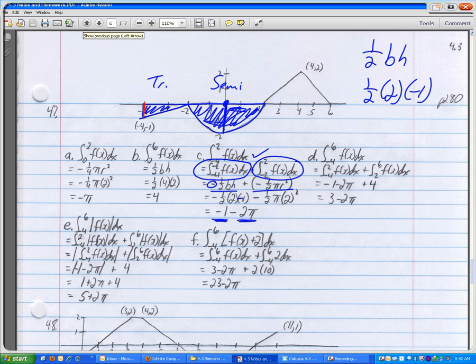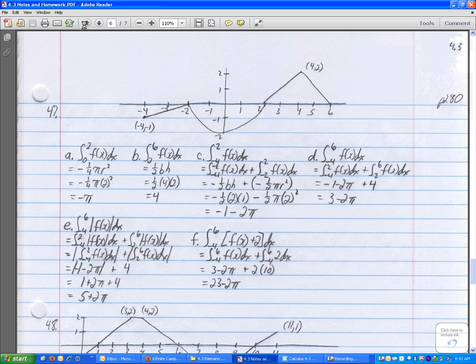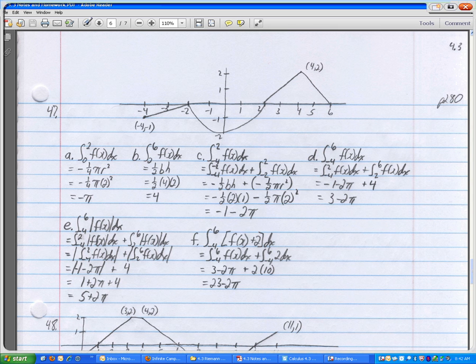All right, so C makes sense? Silence means C makes sense? Nah, there's no need to make it a decimal. All right, part D, from -4 to 6. Okay, that's the whole kit and caboodle, isn't it?